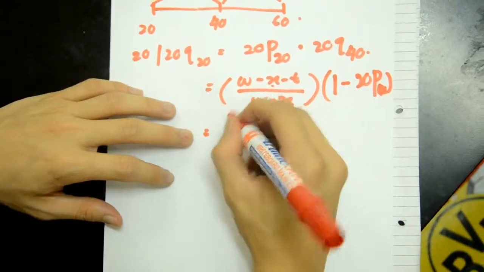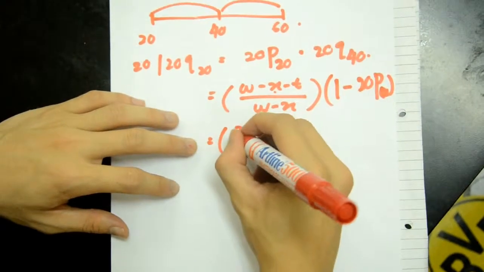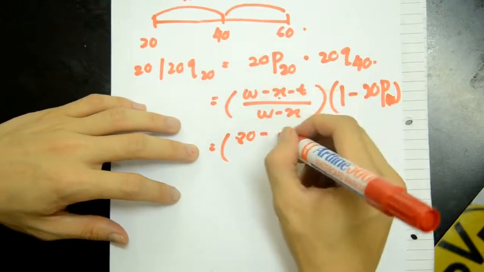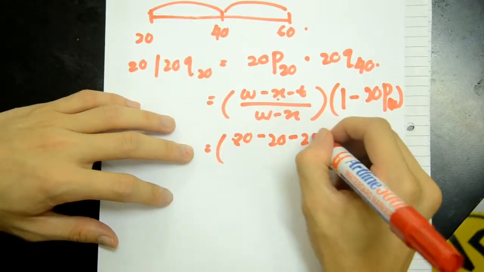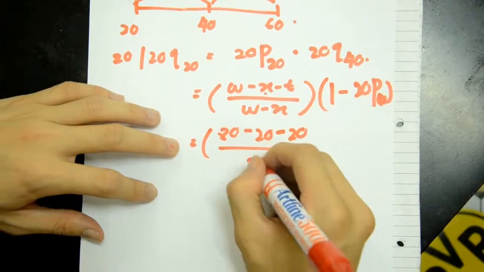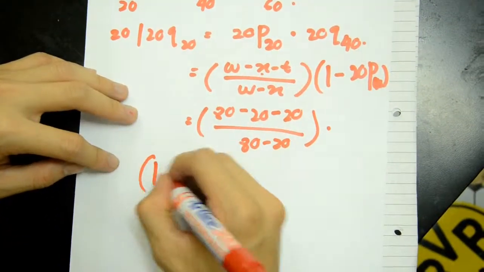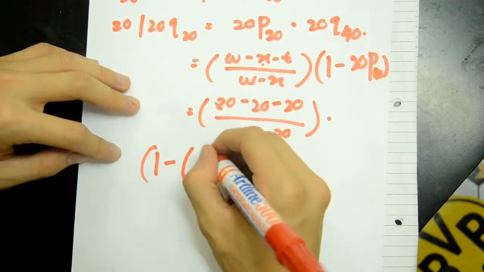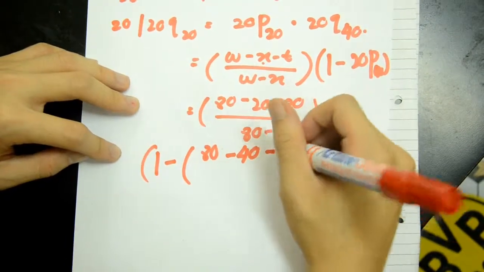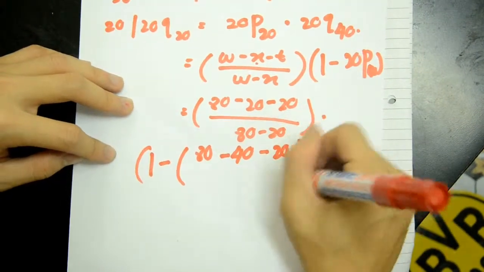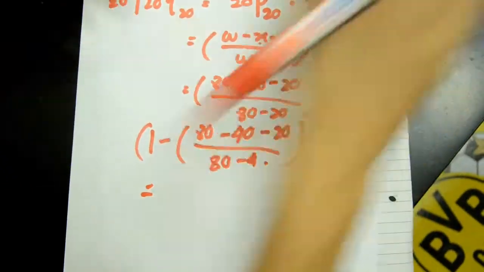So for this one, (omega minus x minus t), just insert the omega, which is 80, minus x, the age is 20, and minus another 20, which is the time, over (omega minus x), 80 minus 20, multiplied by 1 minus 20p40. You will have (80 minus x, which is 40, minus t, which is 20) divided by (80 minus 40), and you have the answer.